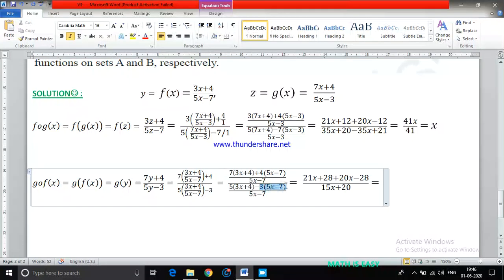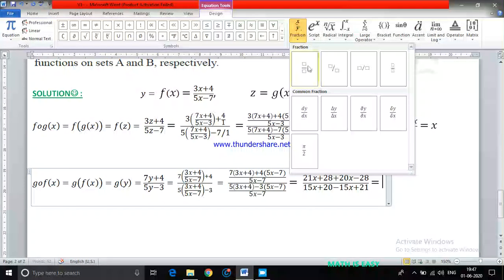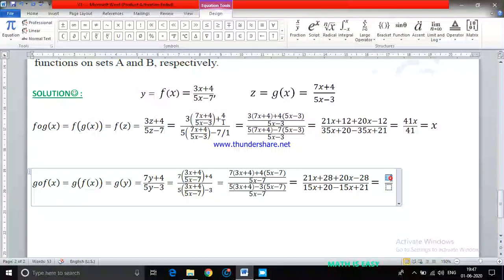Now what happens is these terms will be multiplied with minus 3. Minus 3 into 5x is minus 15x. Then minus 3 into minus 7 is plus 21. Alright, minus into minus is plus, 3 7s are 21. Now let's see what we get here.